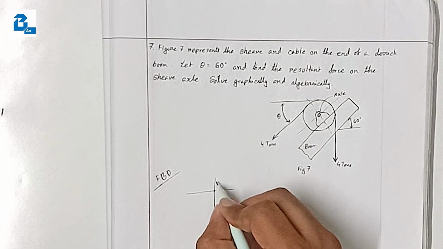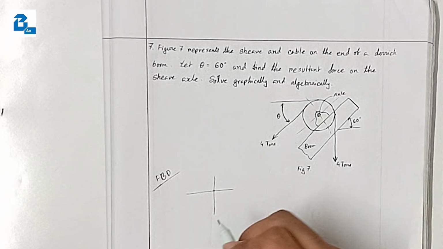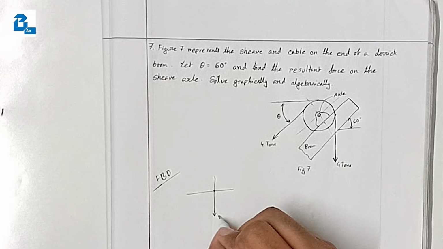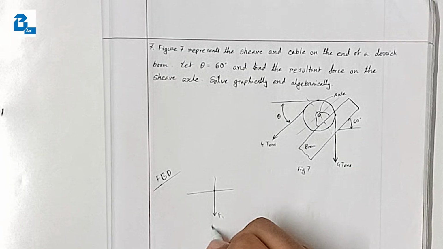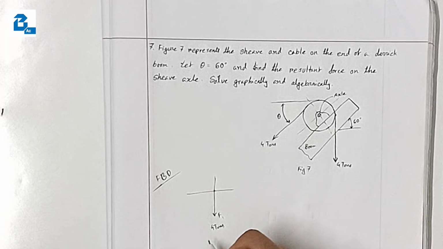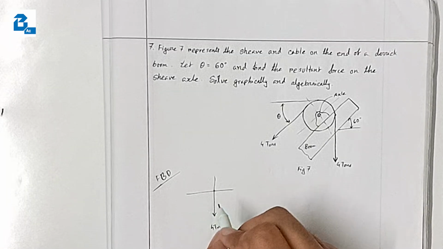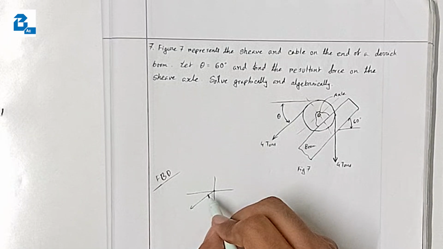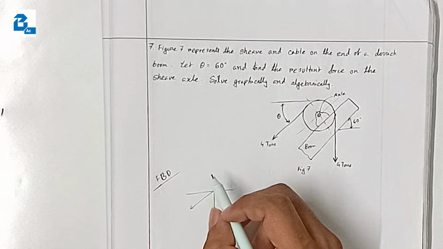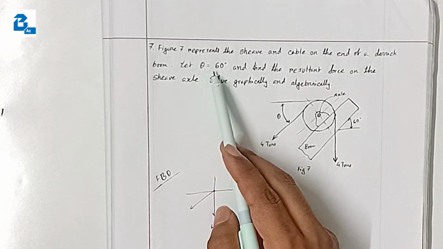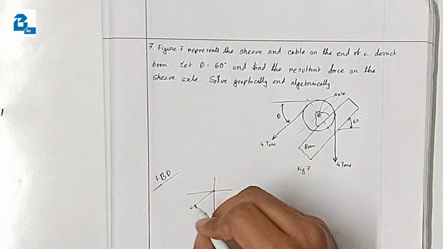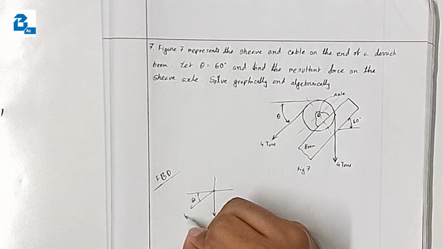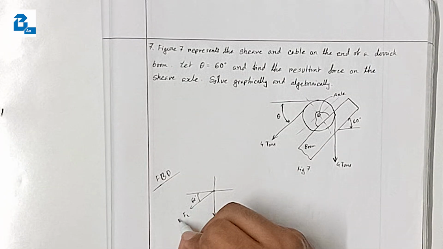Here this centerpiece would be the axle, and this vertical line we can assume is the F1 force, which is 4 tons, and then there's a force here angled with the horizontal axis by theta, and the problem says that theta equals 60 degrees, so we can take it as 60 degrees, and this is F2, which is also 4 tons.